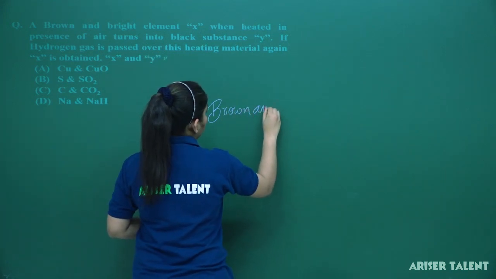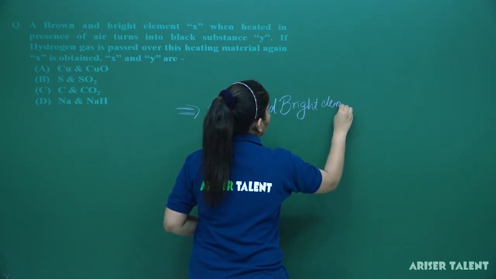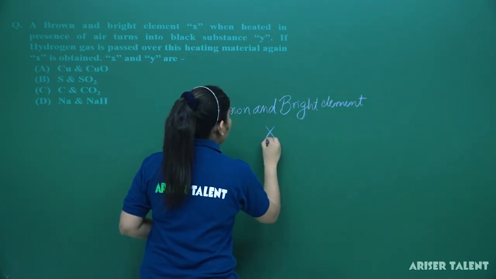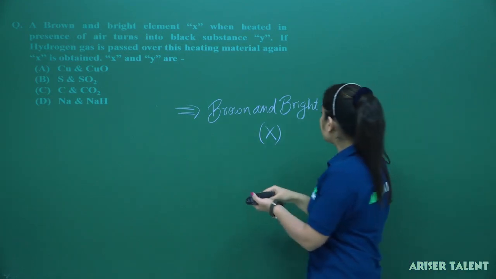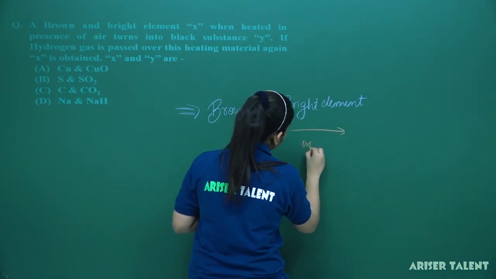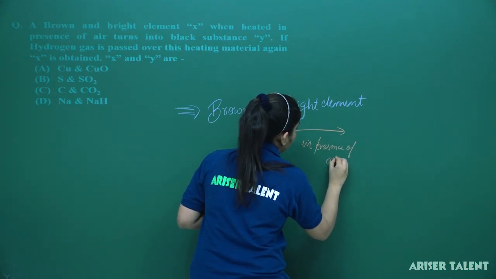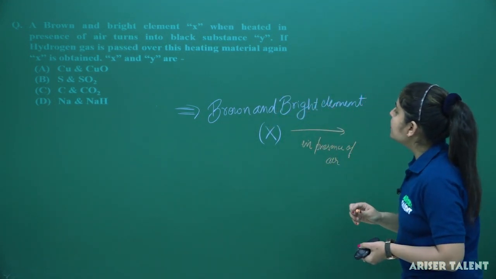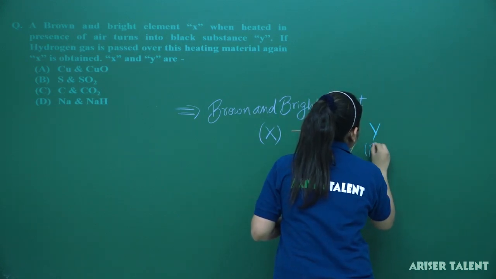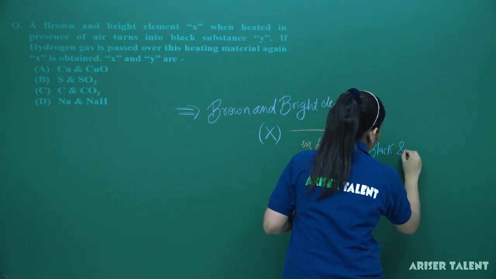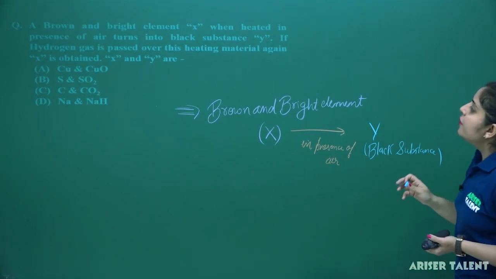We have a brown and bright element, this element is X. Now what will happen? We burn it in the presence of air. So what will happen in this case? We will obtain a black substance Y. So the product obtained is Y, that is a black substance. We have to identify the X and Y.